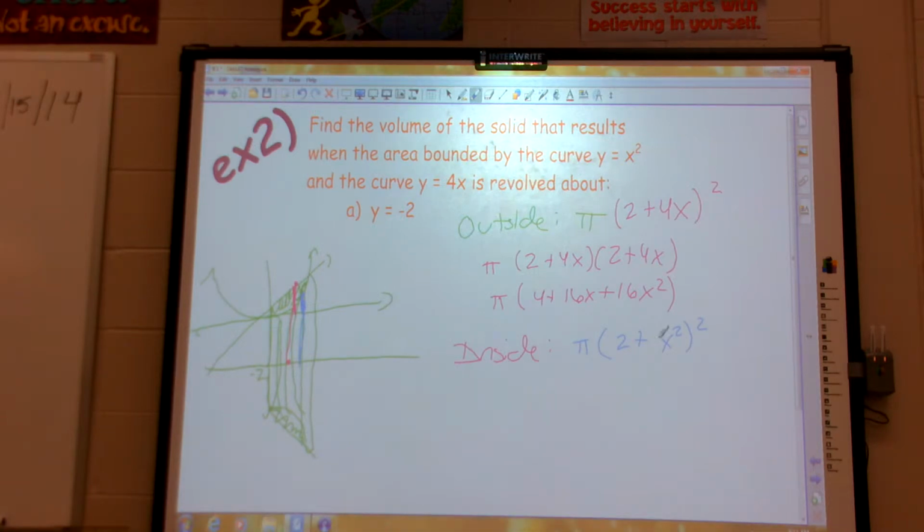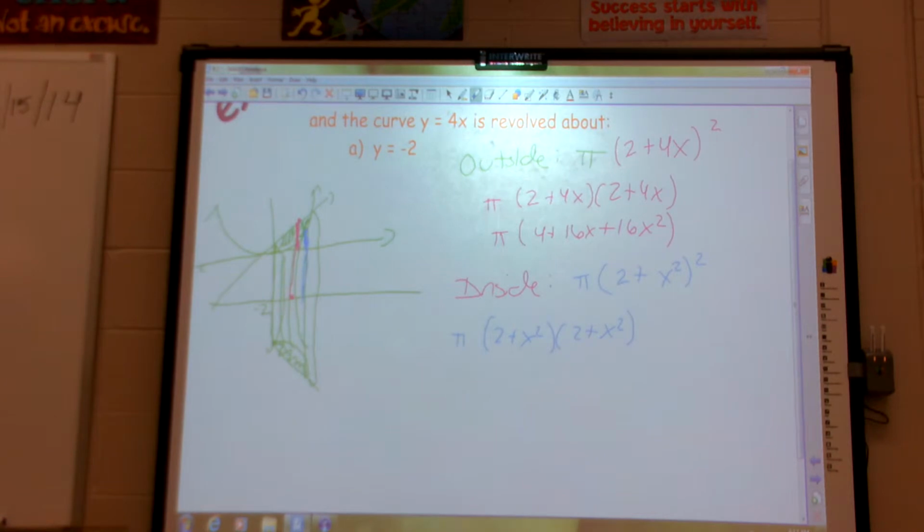Here's your case. Sometimes we add the number, sometimes we subtract. In this case, you could also look at it as we're subtracting -2, but when you look at the picture, it makes more sense to say, hey, this distance is 2, and radius is the function plus 2. You've got to have a good picture. Okay, so I have 2 plus x squared, 2 plus x squared, which gives me 4 plus 4x squared plus x to the 4th.